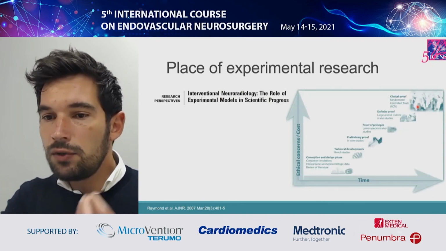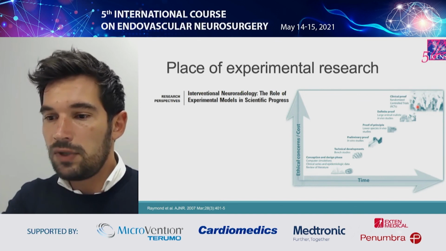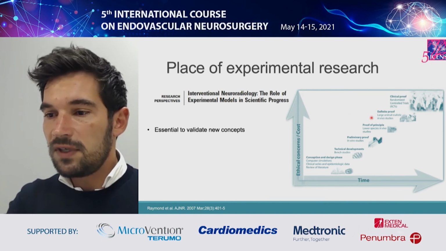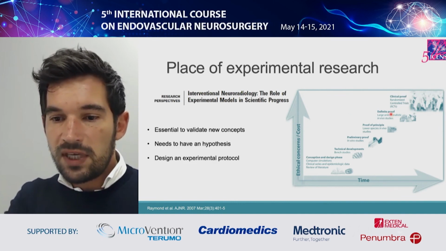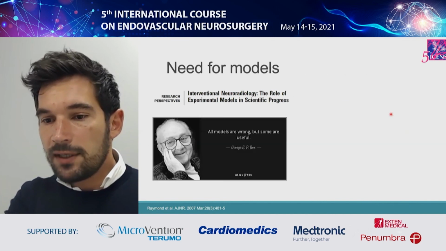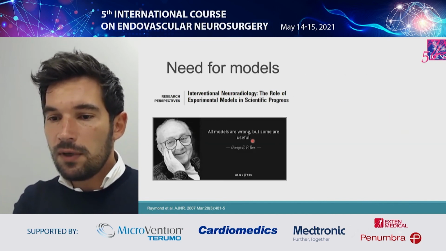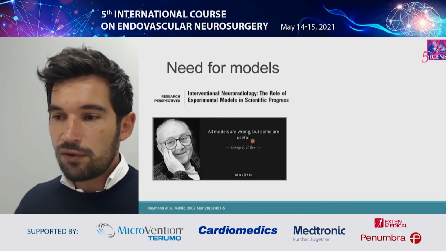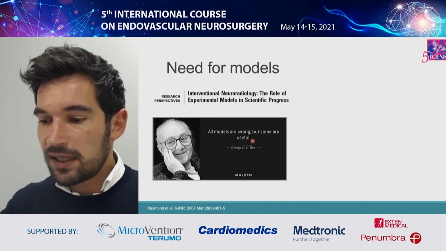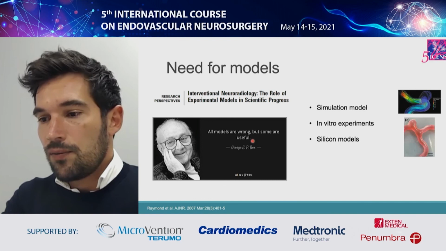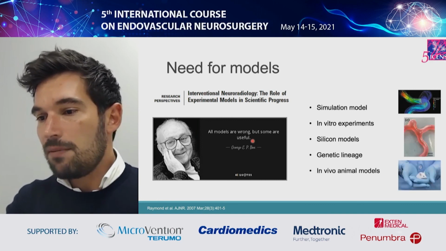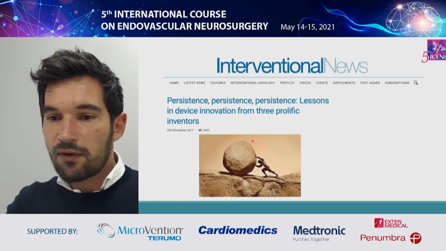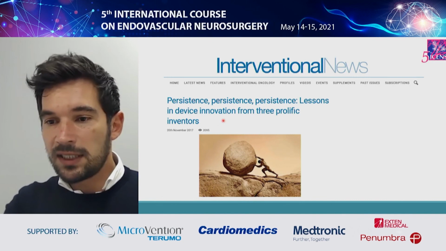There is a huge necessity for experimental research before going to human, and this is how we can go to definite proof and clinical proof. We need for this to have models. All models are wrong, but some are useful. And if you don't do models and don't try, if you have a great idea, you should try, and maybe sometimes we'll have new options for our treatments. Maybe we will have some medications for treatment of aneurysms. The key for device innovation is persistence, persistence, and persistence.